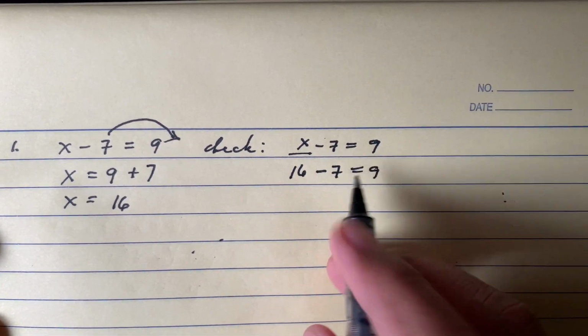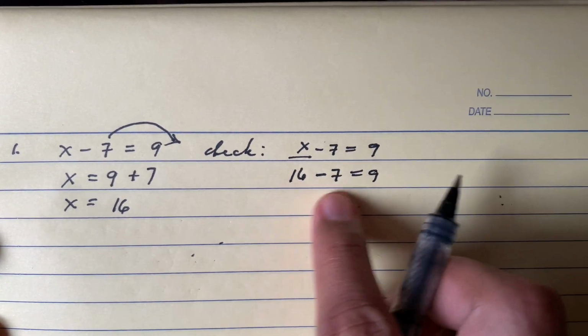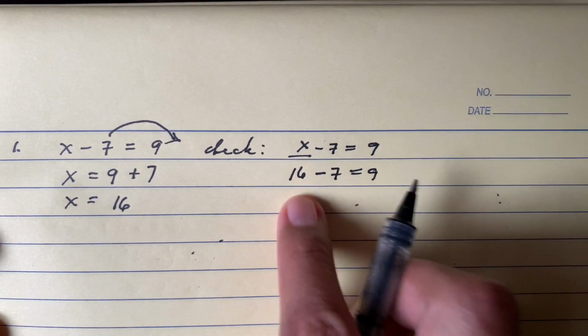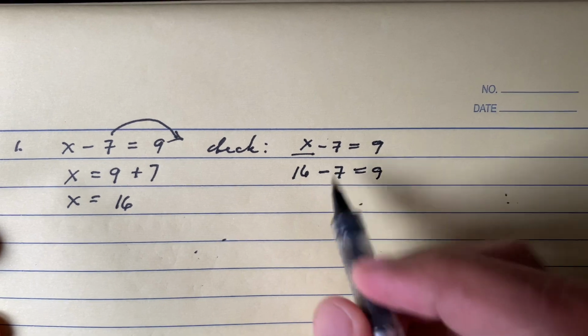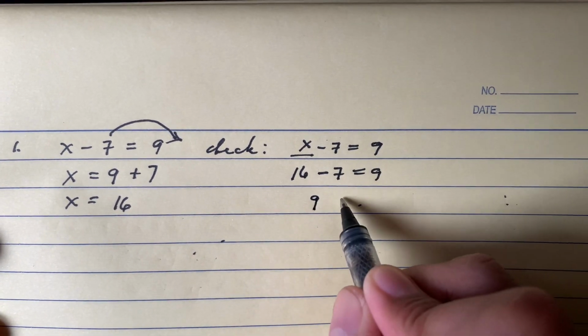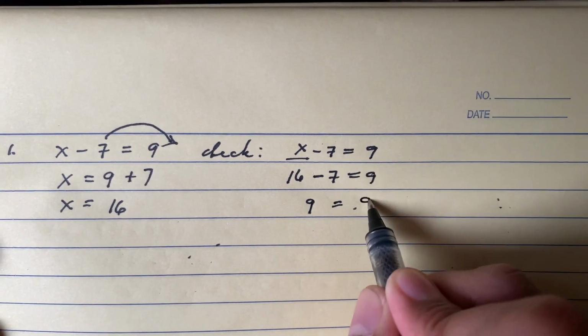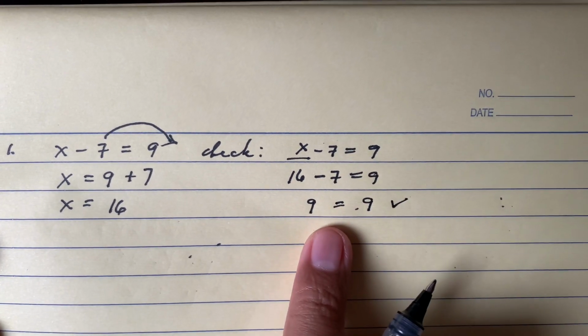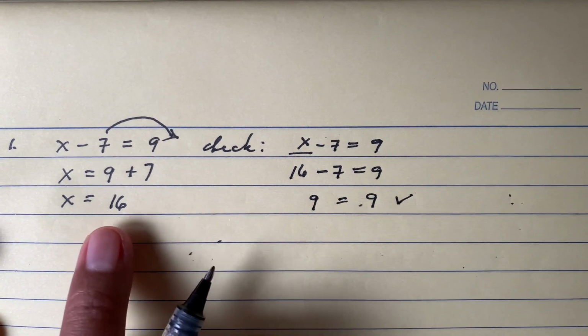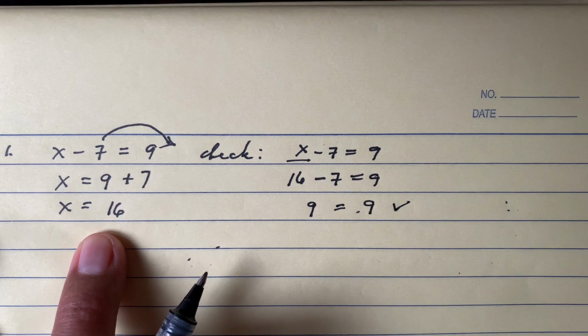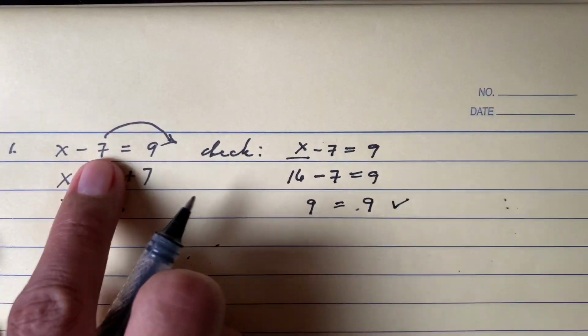Let us try to prove that the two sides of our equation are both equal. 16 minus 7 is equal to 9, and 9 equals 9. Therefore, this is a true equation, which says that your x is really 16 based on this given equation.